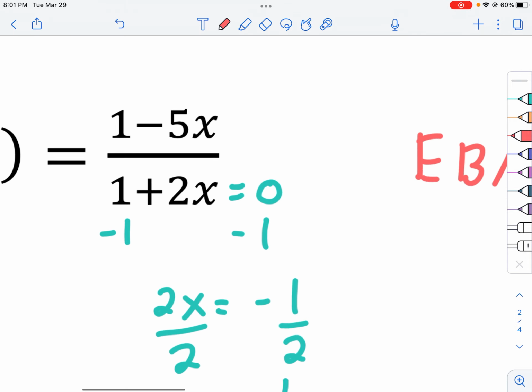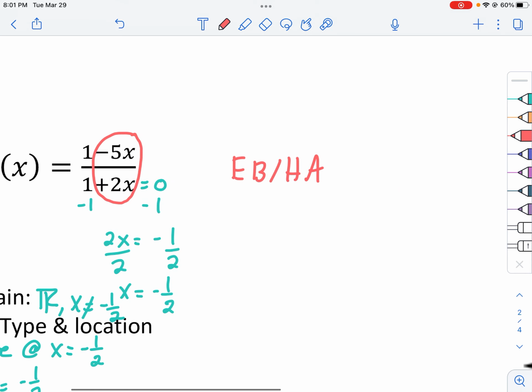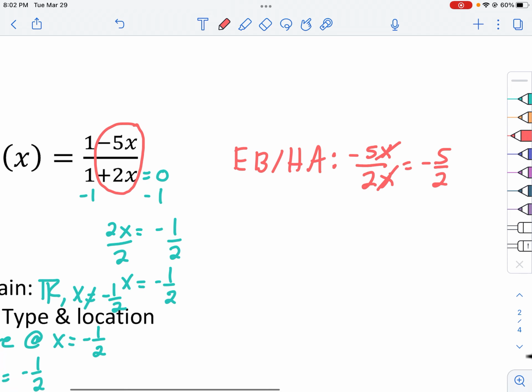What you have to do is you look at the highest degree x on both the top and the bottom. So in this case, it's just degree of 1. And we're going to stack them on top of each other and divide them. So this horizontal asymptote / end behavior is going to come from -5x divided by 2x. And then we're going to simplify this as much as possible. So x would cancel with x, and we'd be left with -5/2.